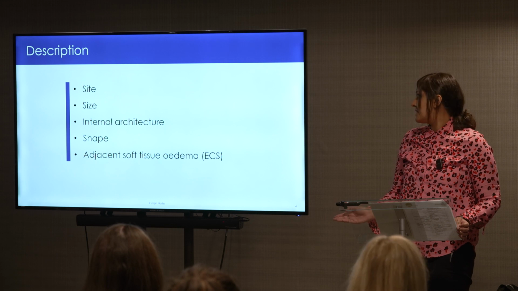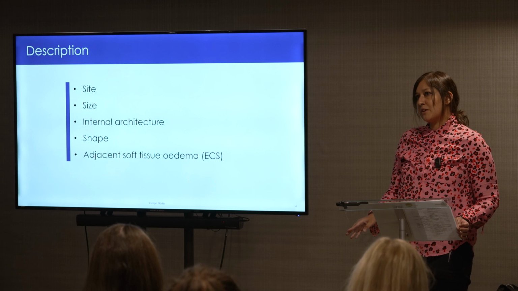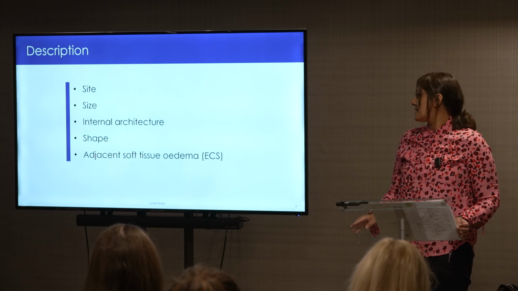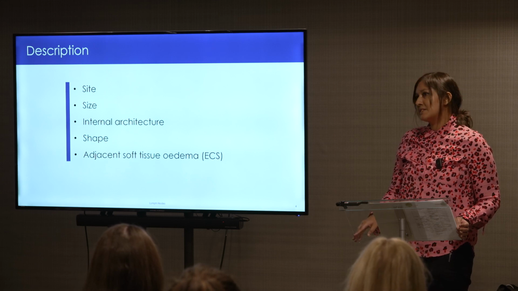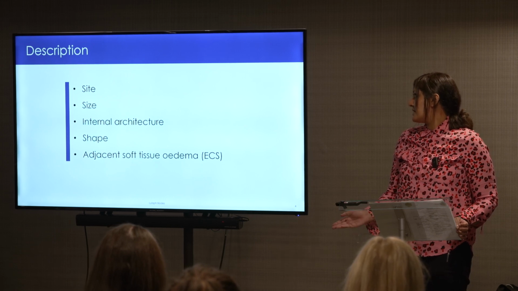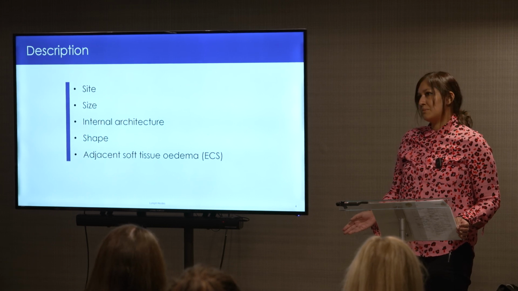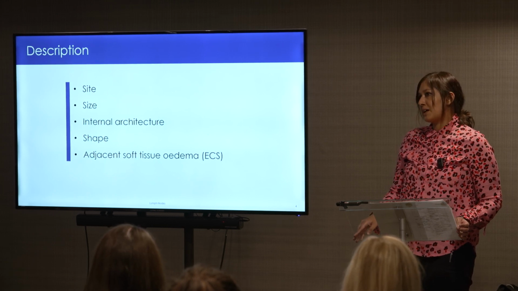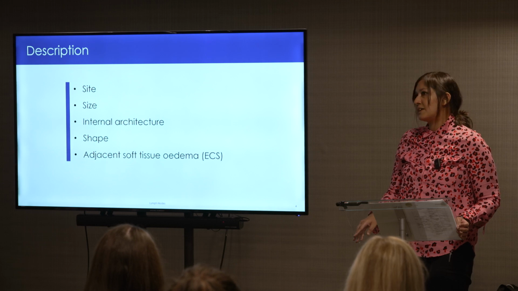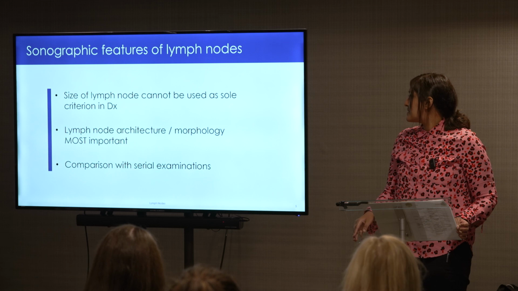Obviously, morphology and architecture in terms of hilum and cortex. The shape, we want to see a nice oval kidney bean sign rather than the rounded worrying sign. And then any ancillary features, you might get things like edema and heterogeneous soft tissue appearances in nodes with extracapsular spread. All of these are key features to mention in the report. And that summarises that.